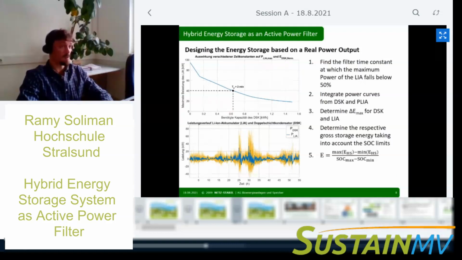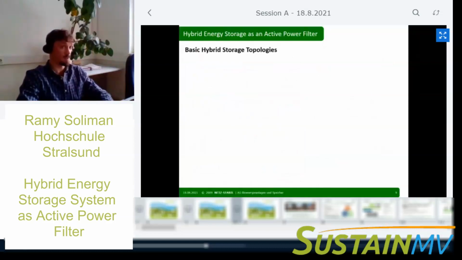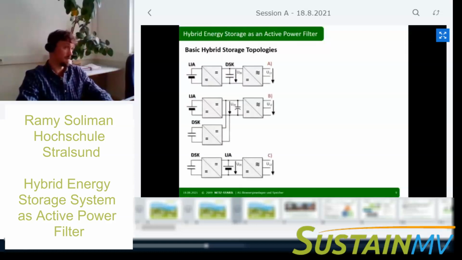Another part of designing the hybrid system is to choose the right topology for our application. There are different topologies for the same use case. Here are three of them compared to each other. This is a bit more technical, but stay with me. I will try to break it down.